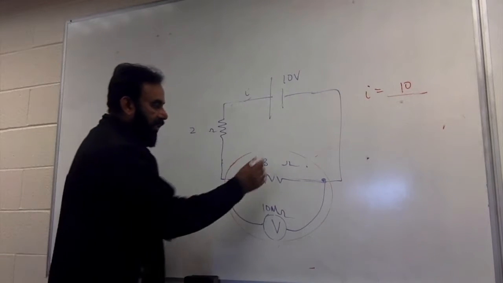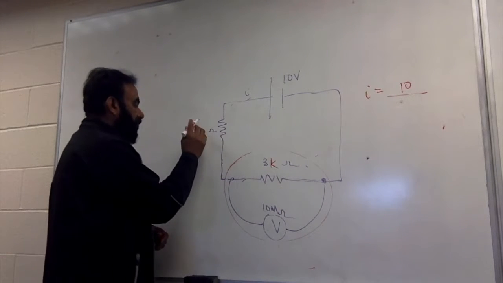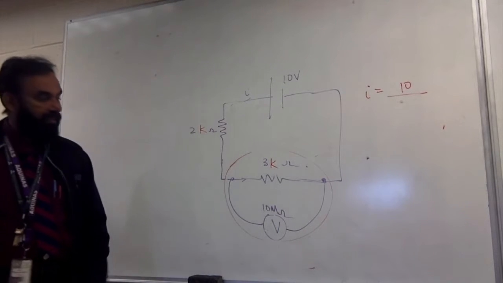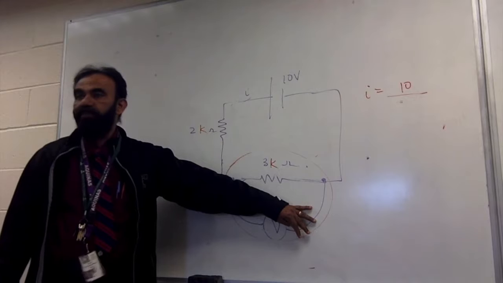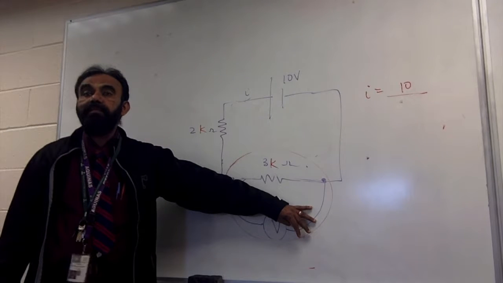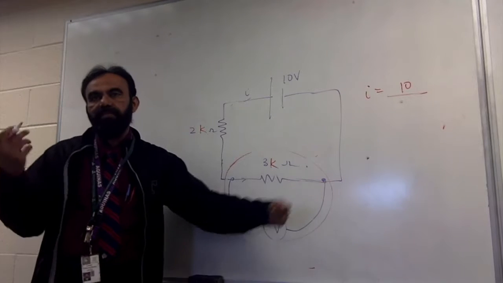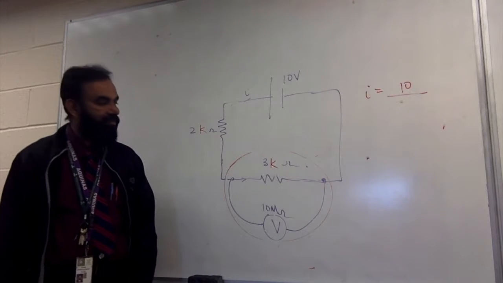If this is 3 kilo ohms and this is 2 kilo ohms, and the voltmeter is not brought in, how many volts is supposed to be there? What should be the voltage across here? 6. It's supposed to be 6.